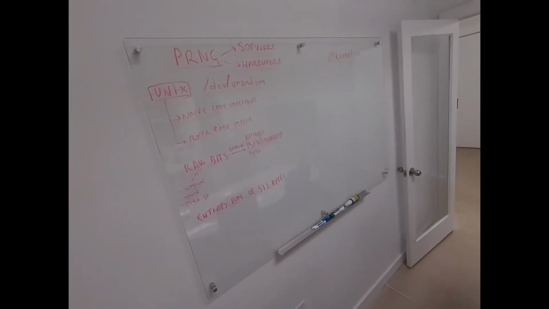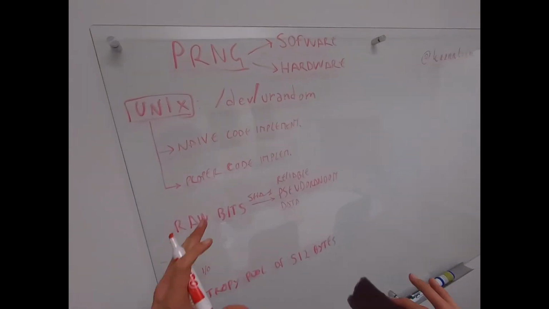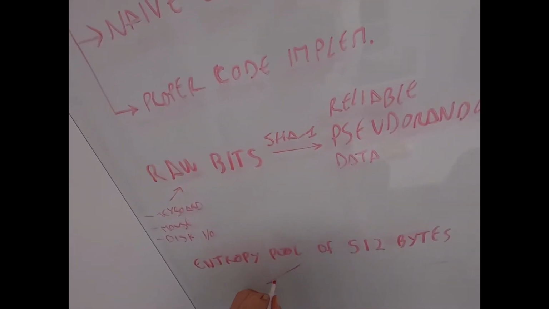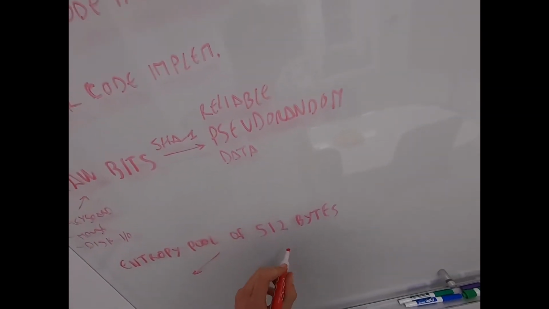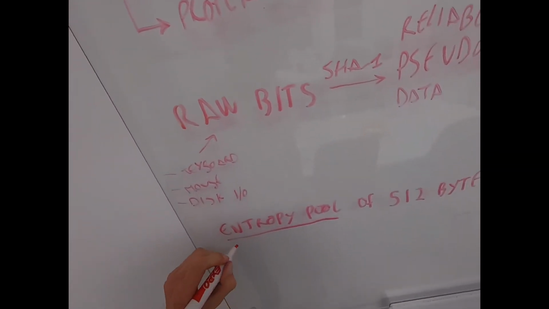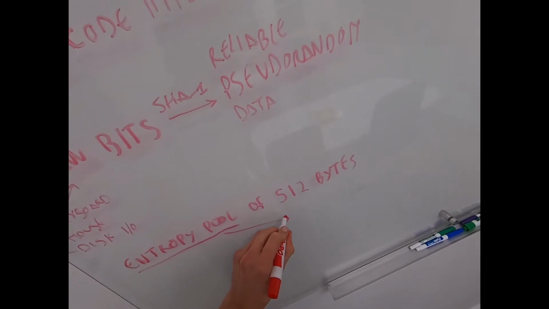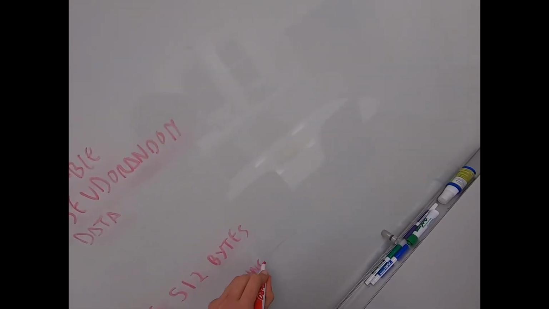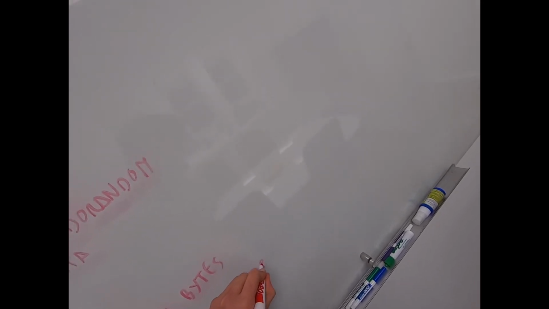Okay, so it has an entropy pool 512 bytes big, and it has two types of pool, or I don't know if it's the same pool divided in two, but the point is that in Unix you have two types of pool. A blocking pool. We'll see why it's blocking.